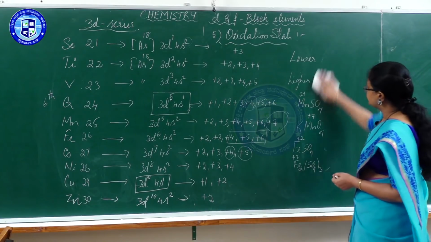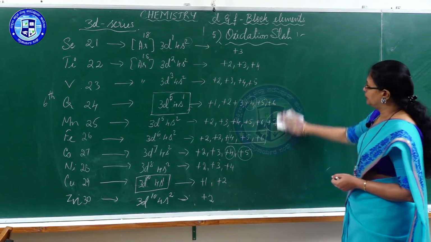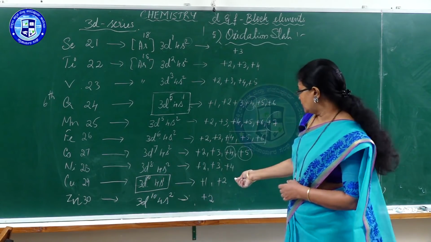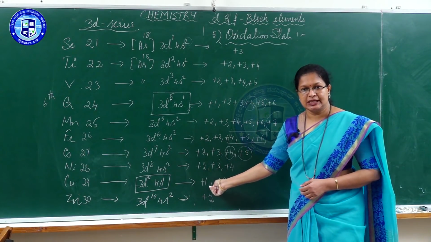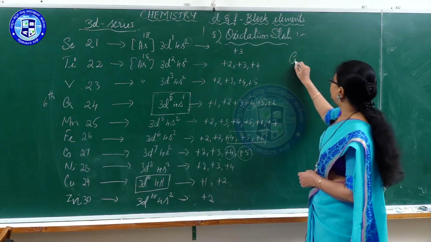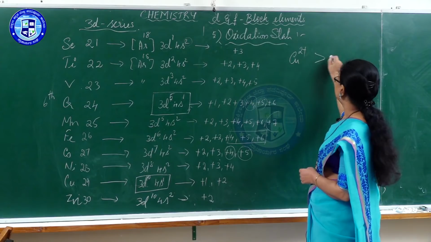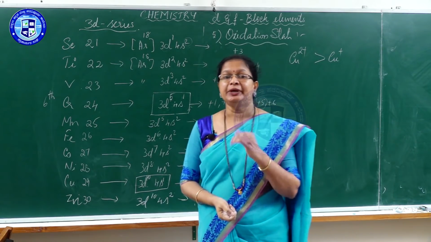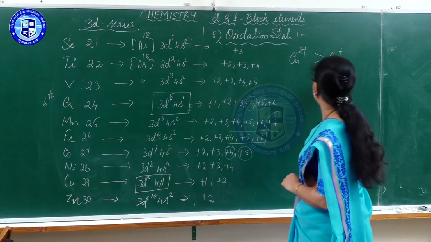Then as I said, the case of copper: even if the rule says copper can give only the +1 oxidation state, it even shows the +2 oxidation state, and in fact the cupric ion Cu2+ is more stable than the cuprous ion. Cu+ is called cuprous; cupric is more stable than cuprous ion. This is about stability.